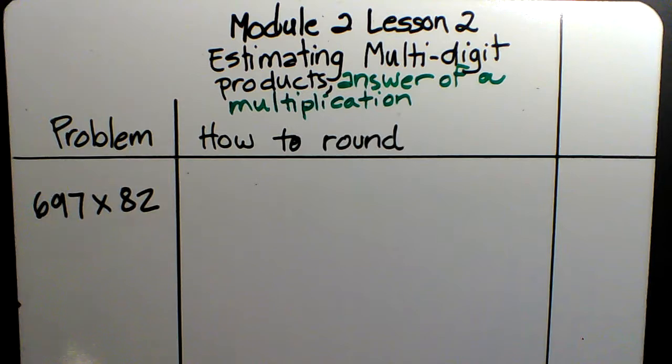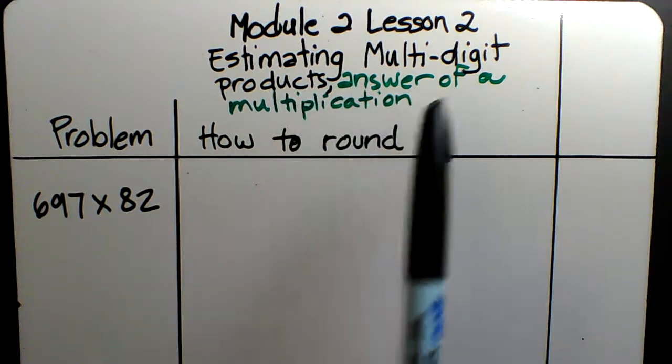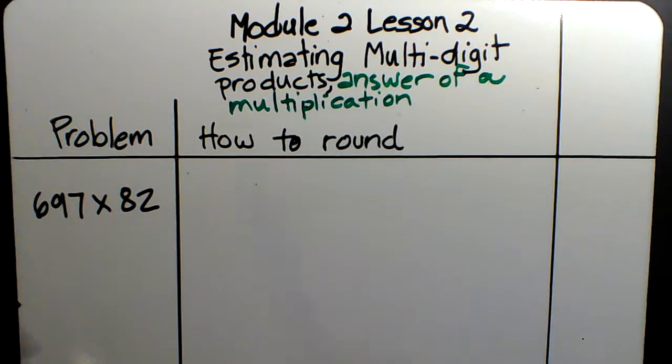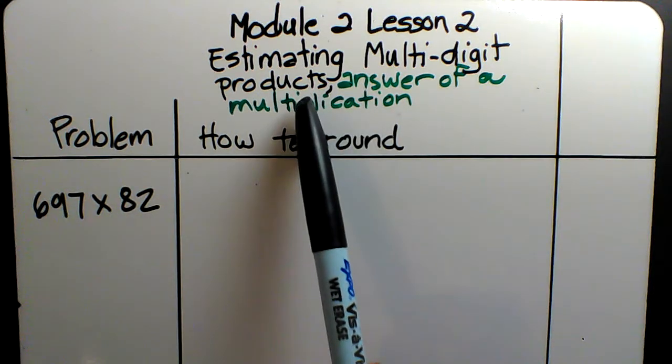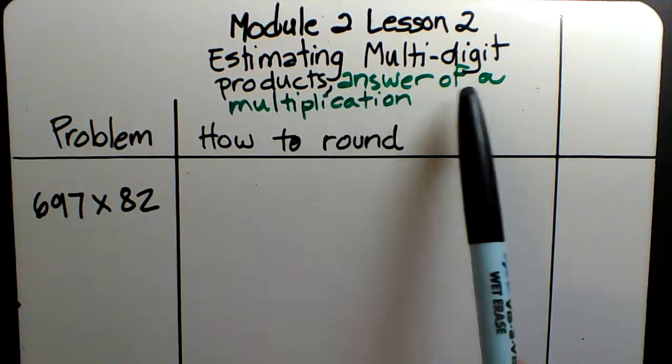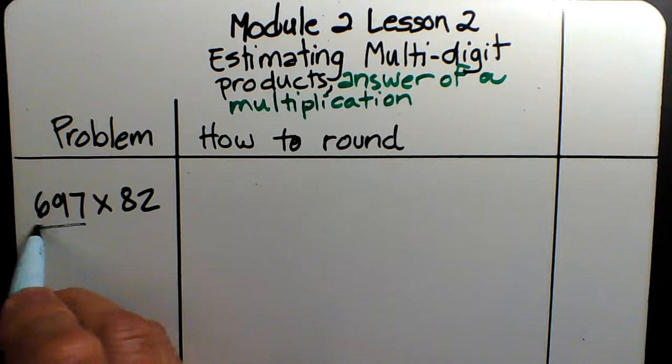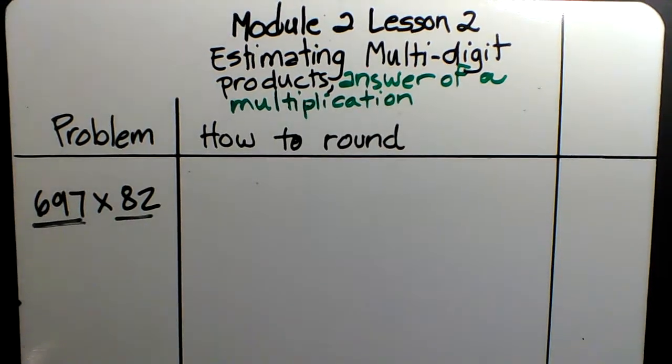We are now looking at Module 2, Lesson 2. And our objective today is to estimate. We're going to estimate multi-digit products. And what is a product? A product is the answer of a multiplication. So now we have two numbers, and we are going to round them.